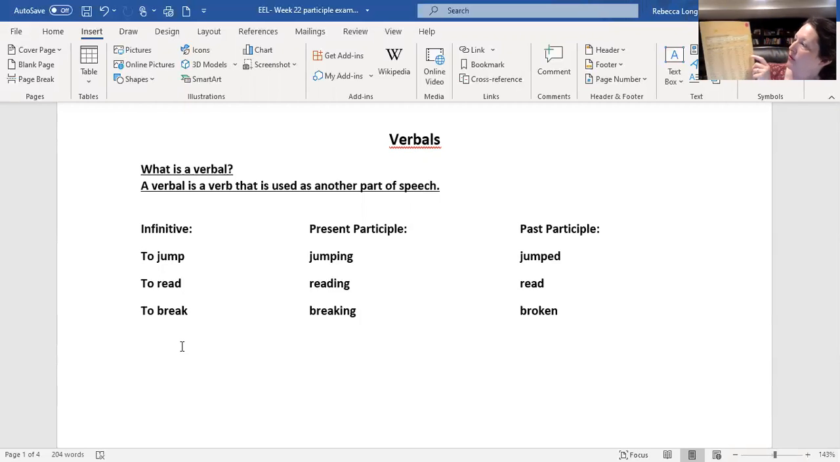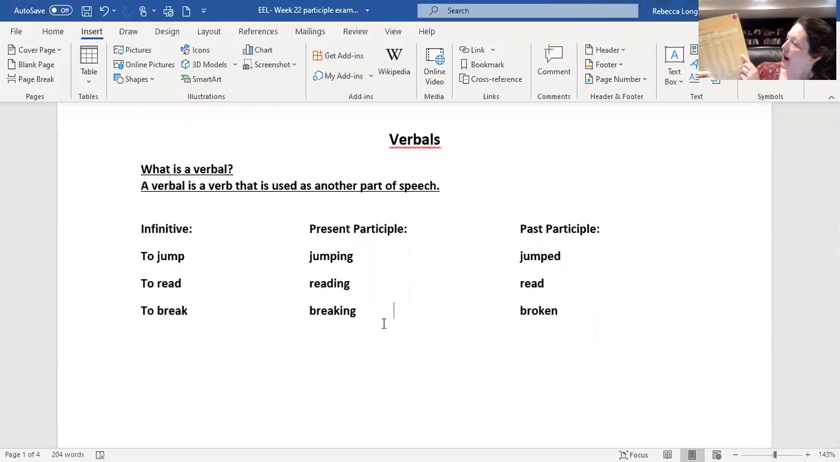Then we have another form of a verb called the present participle. When we talk about the present participle, we are talking about a verb with an ing ending. Look at this. To jump, the infinitive, becomes jumping when we add an ing. To read becomes reading, and to break becomes breaking. These are verb forms with an ing ending. In a sentence, they require a helping verb. So here's a hint. If you ever see a present participle verb in a sentence without a helping verb, it's probably a verbal. It's probably doing a different job in the sentence.